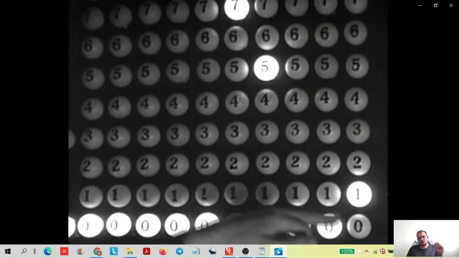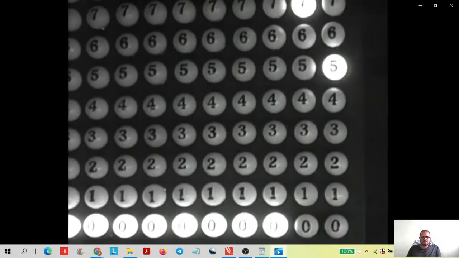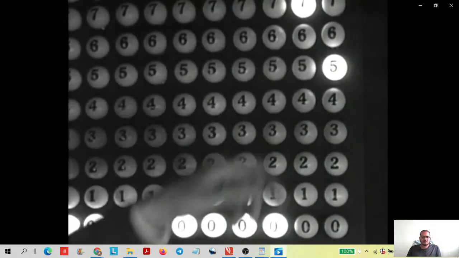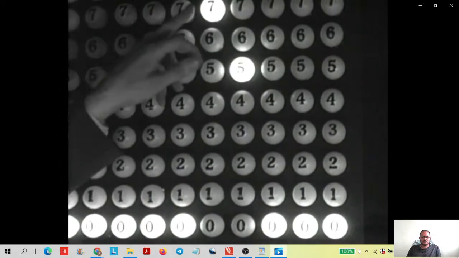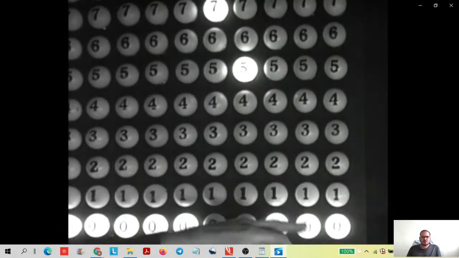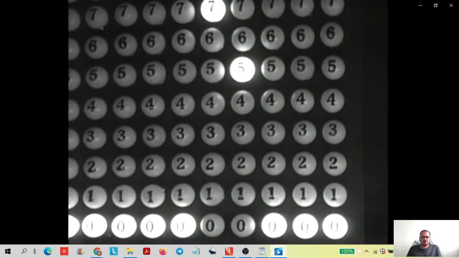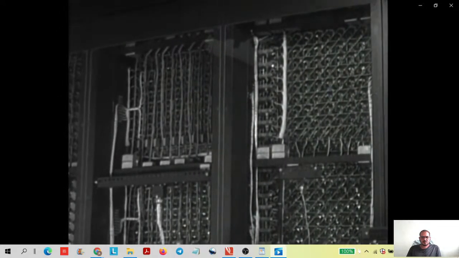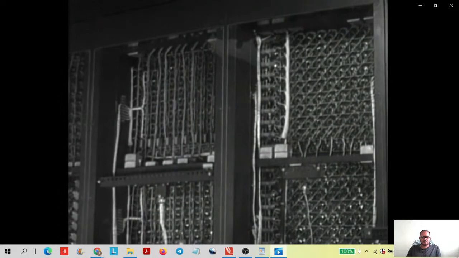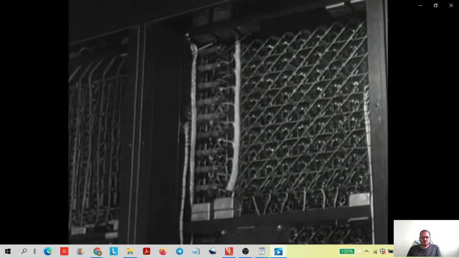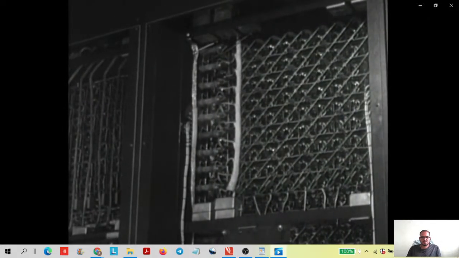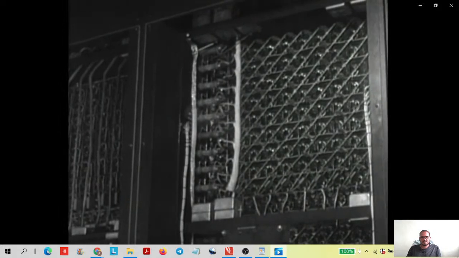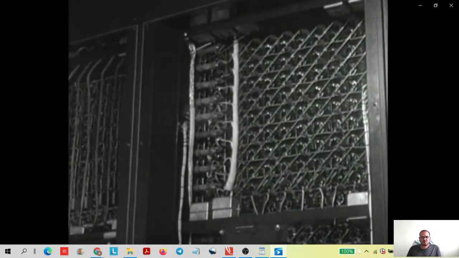ENIAC was temporarily shut down on November 9, 1946, for a refurbishment and a memory upgrade. It was then transferred to Aberdeen Proving Ground, Maryland in 1947. There, on July 29, 1947, it was turned on and remained in continuous operation until it was powered down on October 2, 1955.